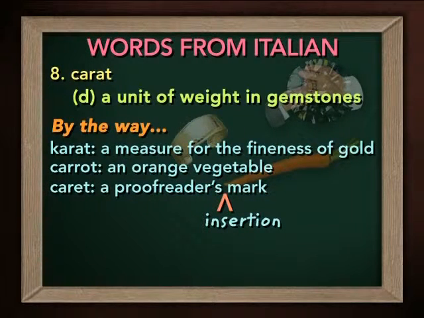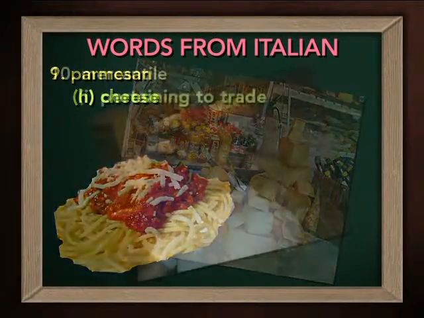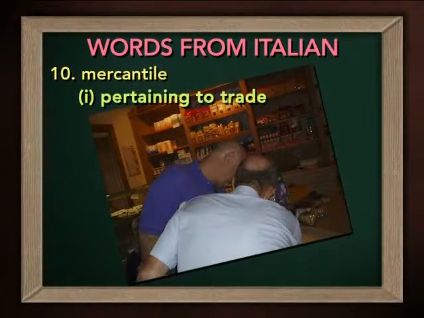Caret, also pronounced carrot, is a proofreader's mark for inserting. That caret looks like a little upside-down V. Parmesan is a cheese. We often sprinkle it on our spaghetti. And mercantile is pertaining to trade.